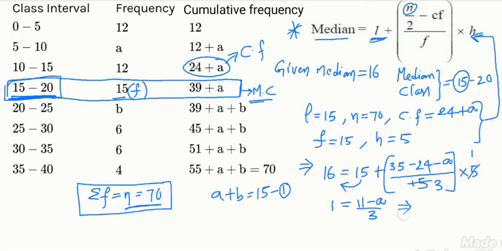So from this, 3 will go and it will multiply. So the A value will be equal to 11 minus 3. So A is equal to 8. So the value of A is 8.